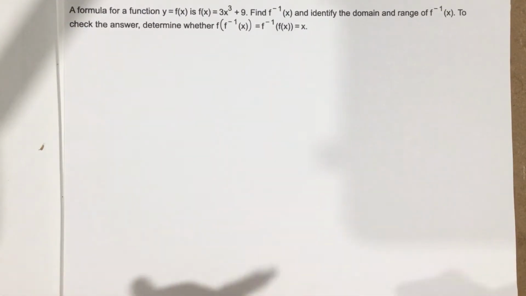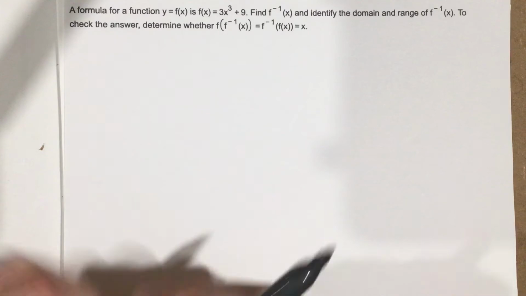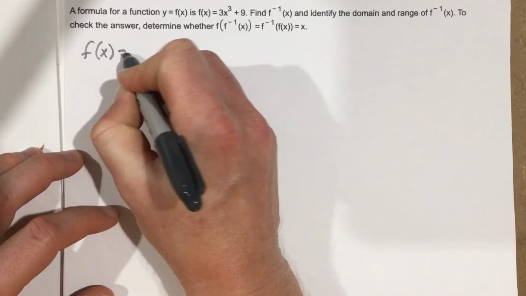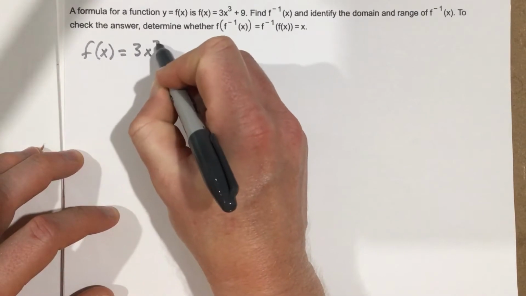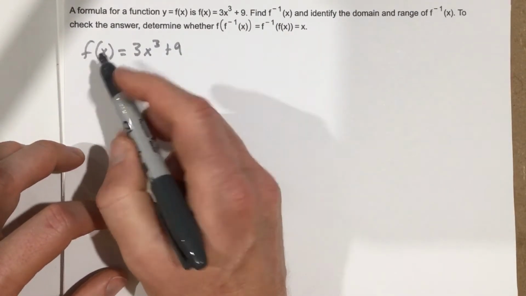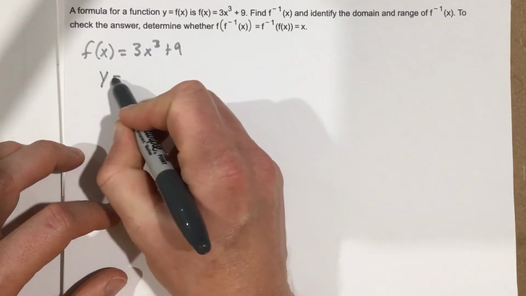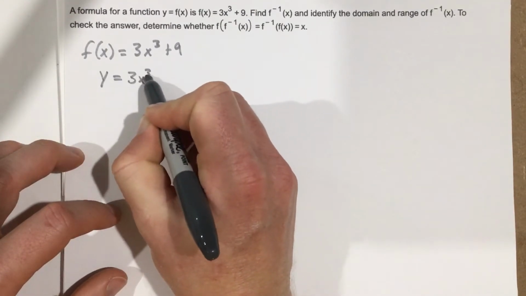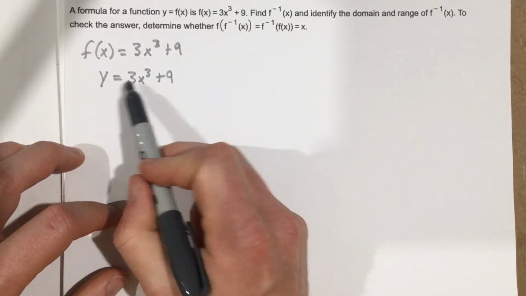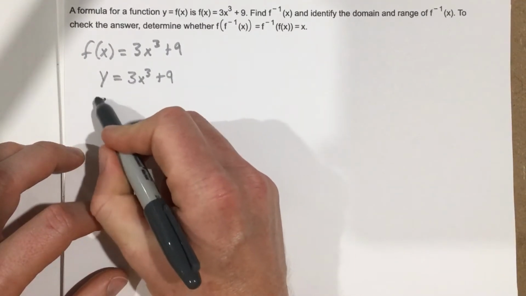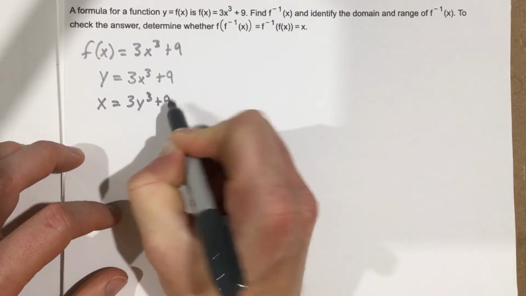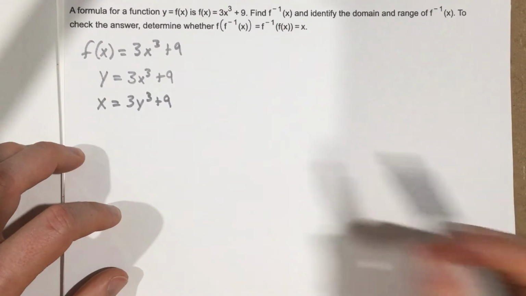So first of all, we need to find f inverse. So we have f of x equals 3x cubed plus 9. The first thing we want to do is replace f of x with y. So it says y equals 3x cubed plus 9. Then we want to switch x and y so that we have x equals 3y cubed plus 9. And then we want to solve for y.